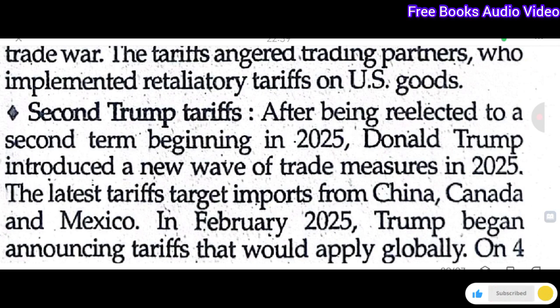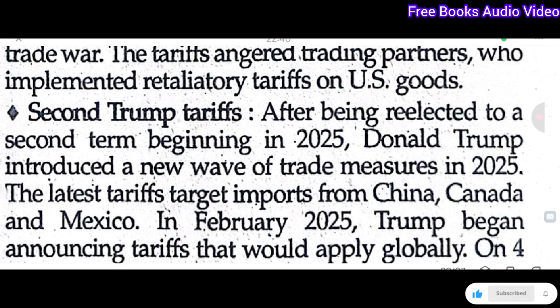Tariffs on US goods. Second, Trump tariffs. After being re-elected to a second term beginning in 2025, Donald Trump introduced a new wave of trade measures in 2025. The latest tariffs target imports from China, Canada, and Mexico.